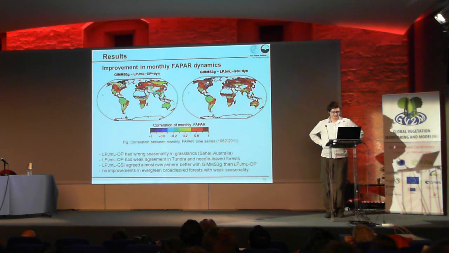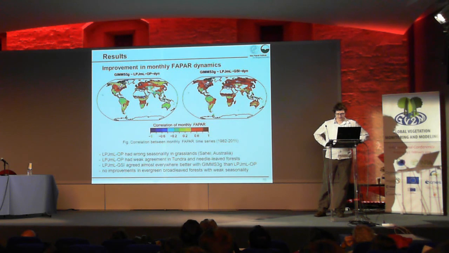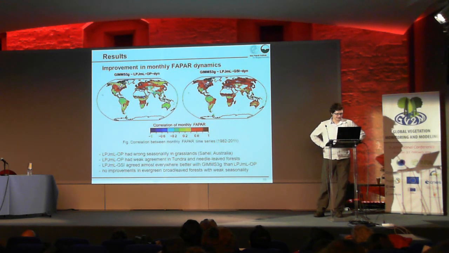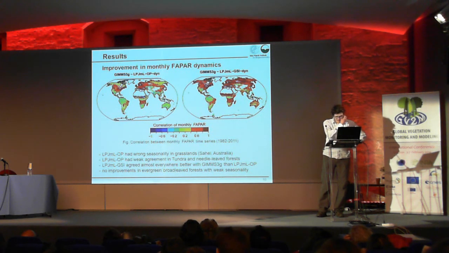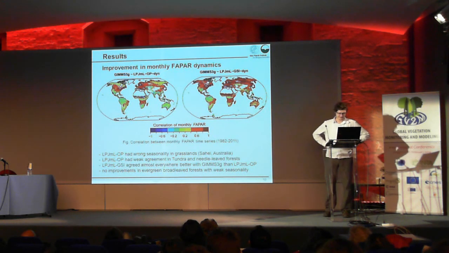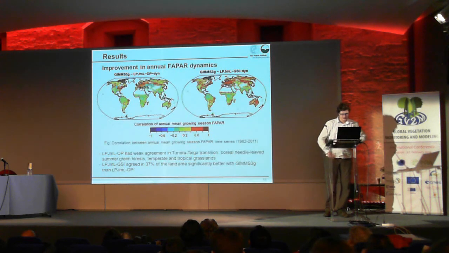Yes, and you see that in the original model, for example, in grasslands, in the Sahel, or also in Australia, there was a wrong seasonality, and now we match the FAPAR much better. Also in tundra regions. Only in evergreen broadleaf forest, we see no improvement due to the low seasonality there.